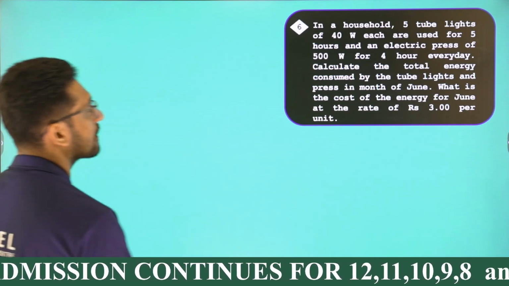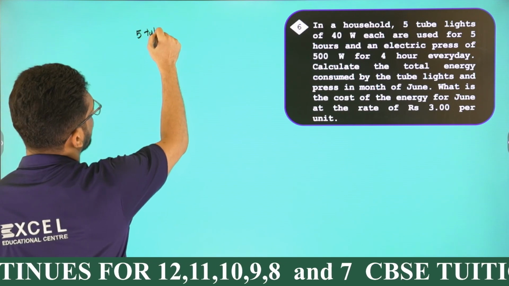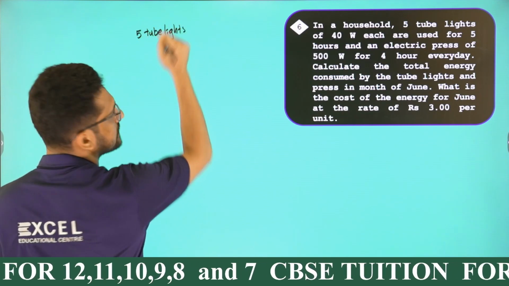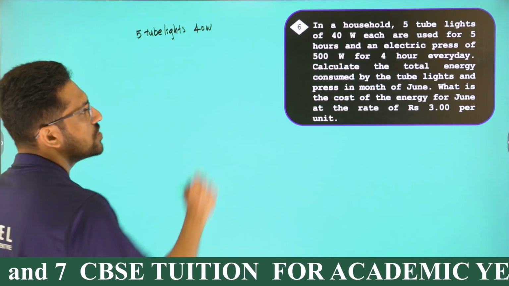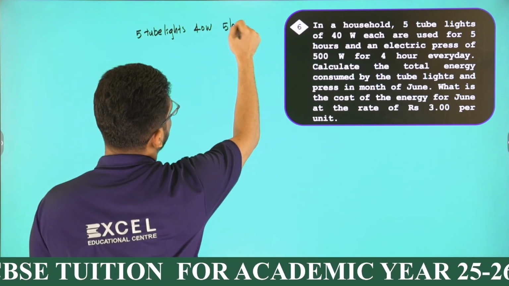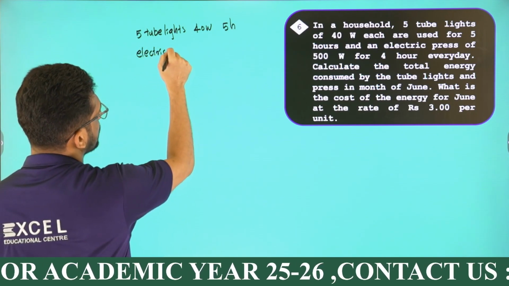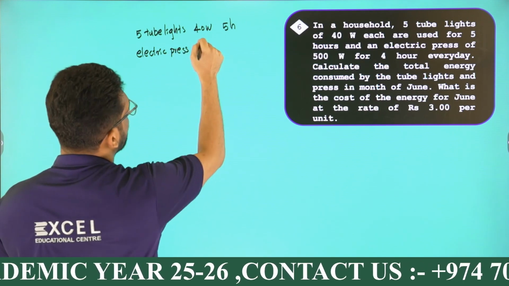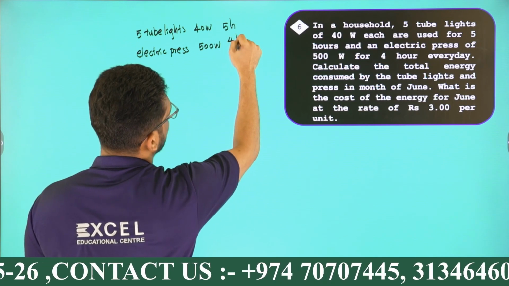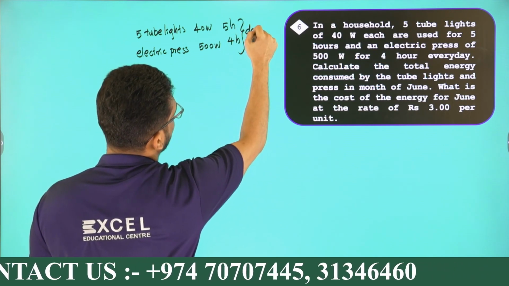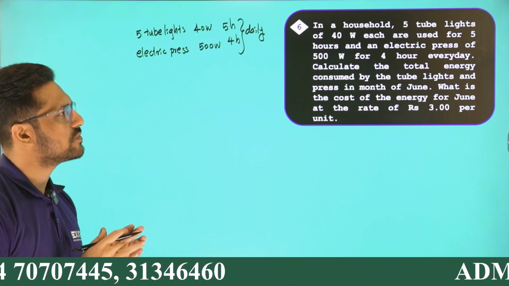Let's see that. In the household, there are 5 tube lights of 40 watt used for 5 hours daily. Then there is an electric press, only one electric press. Power of that electric press is 500 watt. It is working for 4 hours daily. I need to find the energy consumed per day.